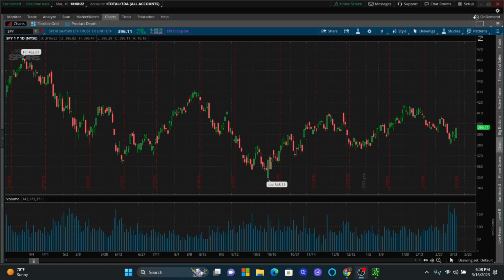Alright, today we're going to talk about the RSI. The RSI, known as the Relative Strength Index, is a technical indicator used in financial markets, usually to measure the strength of a price action that's occurring. So what do I mean by that?